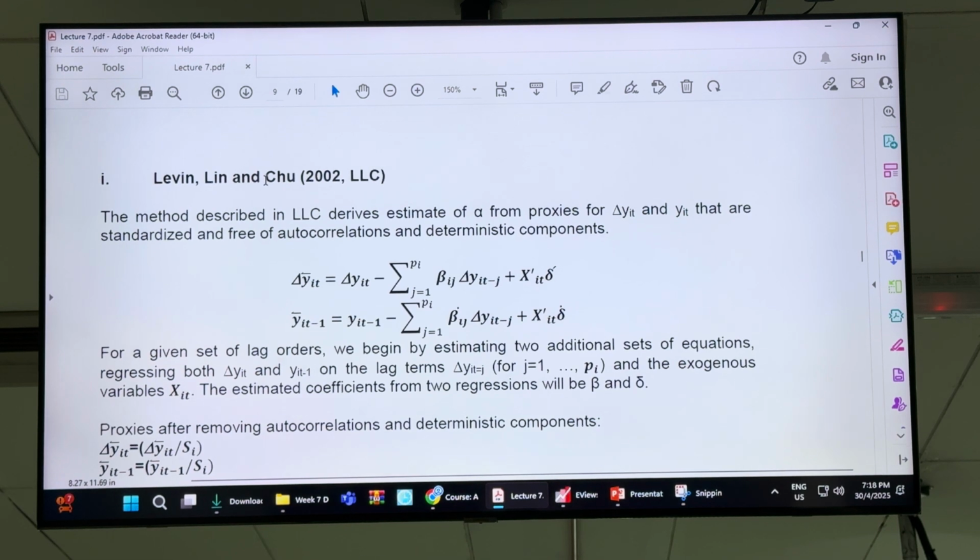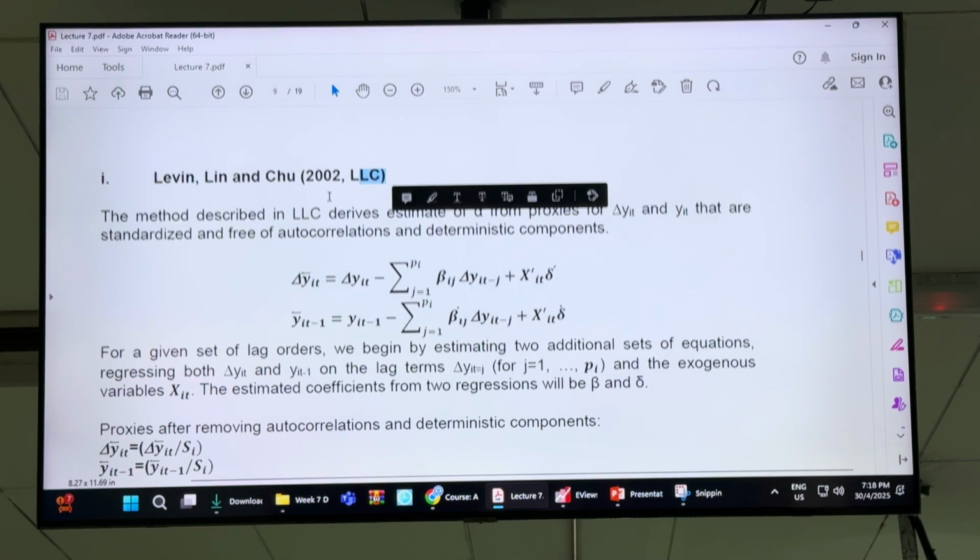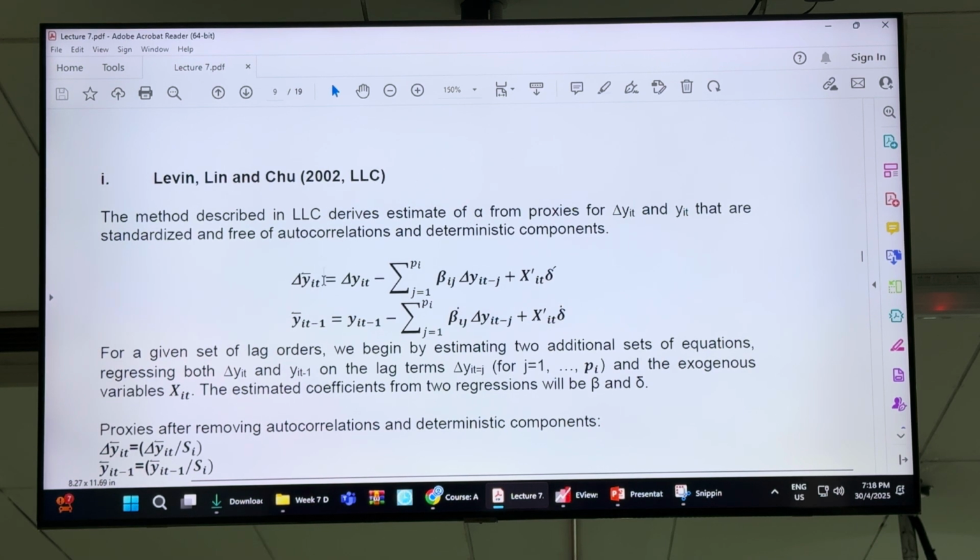So let's go one by one, right? LLC is proposed by Levin, Lin, and Chu, so we call it LLC. It's normal in the literature, they name it as an LLC. So you can see there are two different models here. Actually, how it comes out for these two different models: one is with changes, the other one is with no changes.